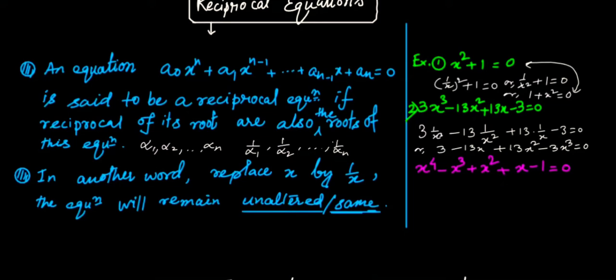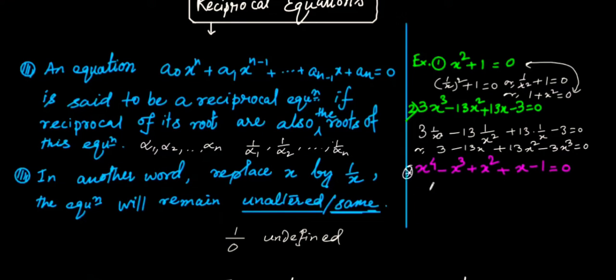Note that 0 cannot be a root of a reciprocal equation. Why? Because 1 upon 0 is undefined. We cannot divide a finite number by 0.